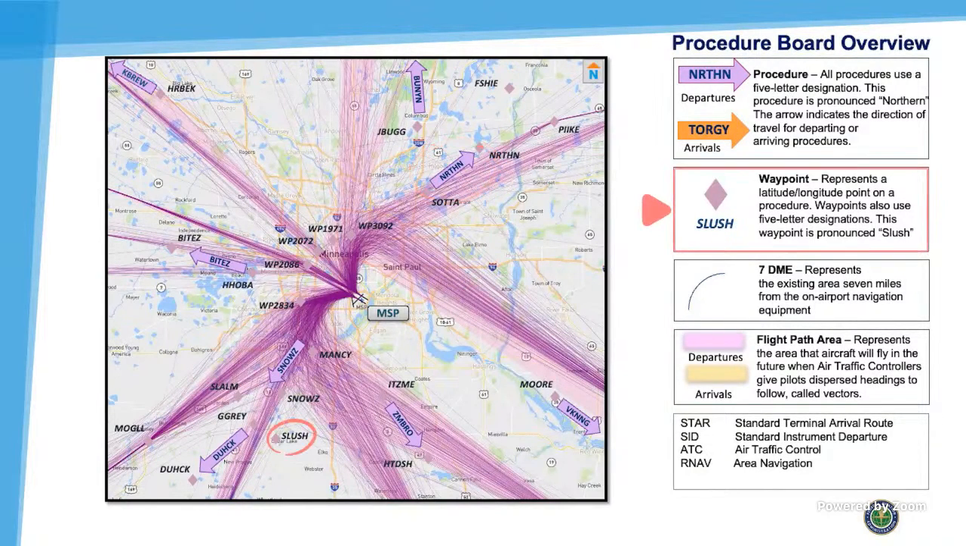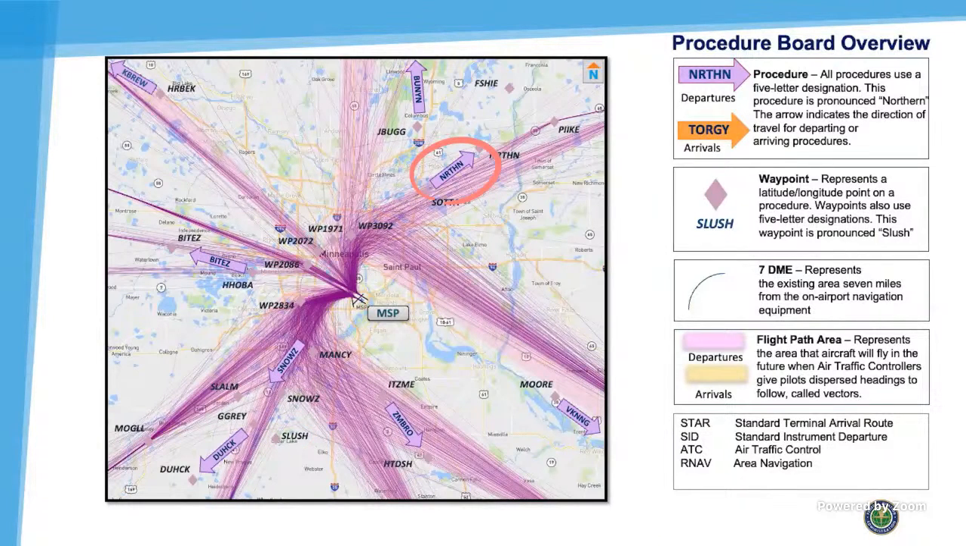The diamonds on the board are locations of waypoints, which are fixed navigational points in space that are part of the published procedure. Just as with the spelling of procedures, waypoints are spelled with 5 letters. For example, the SLUSH waypoint would be pronounced slush.